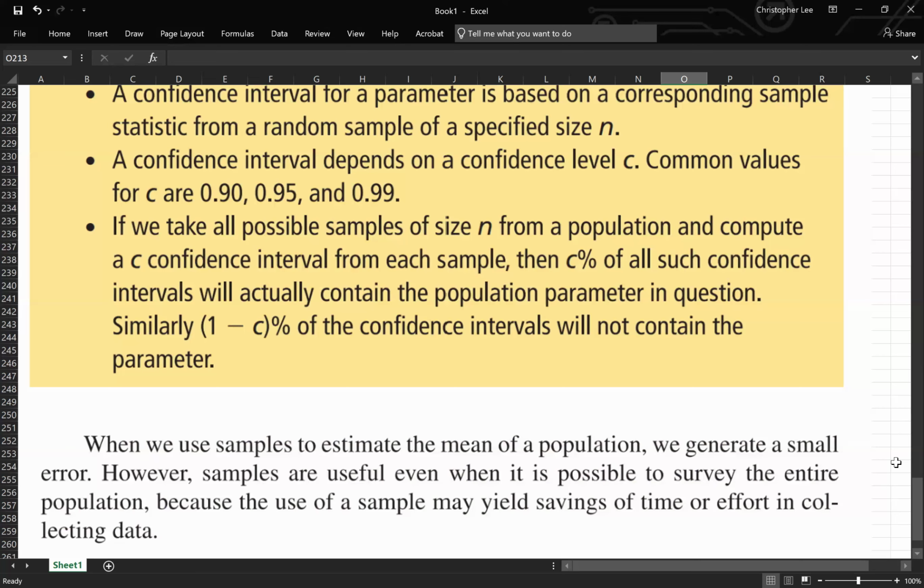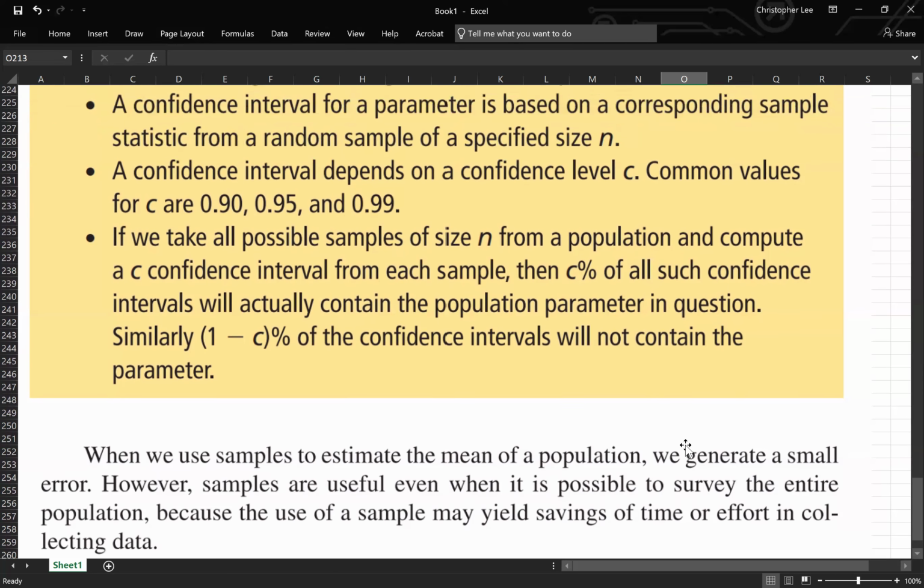Right. So when we use samples to estimate the mean of a population, we generate a small error. However, samples are useful even when it is possible to survey the entire population because the use of a sample may yield savings of time or effort in collecting data. All right. Good stuff.